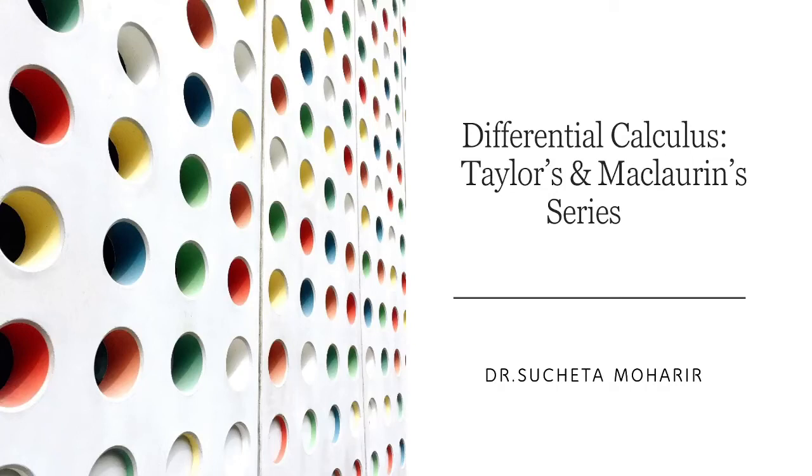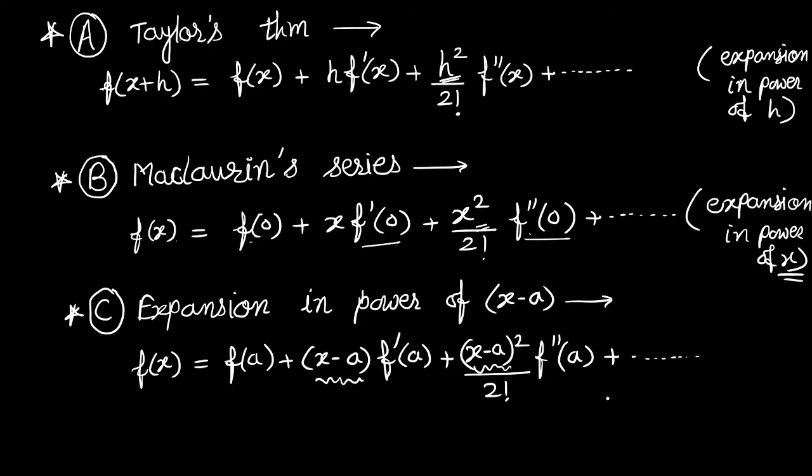Welcome you all to the video lecture on the topic Differential Calculus, Taylor's and Maclaurin series. Taylor series: if y is a function of x, then f of x plus h equals f of x plus h f dash of x plus h square by 2 factorial f double dash of x plus and so on. Here, this is the expansion in power of h.